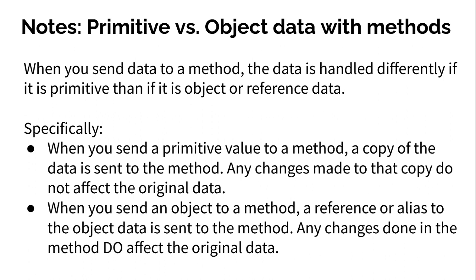It's different, though, if you send over object data. By object data, I mean anything that's not primitive. So that could be an array, an array list, an object like a frog. If you send a frog to a method, anything done to the object in the method is really affecting the original. If you're sending primitive data, Java sends a copy. And if you're sending non-primitive data, Java sends an alias, like a pointer to the original. So any changes that are done over there, even if it has a different name, affect the original.